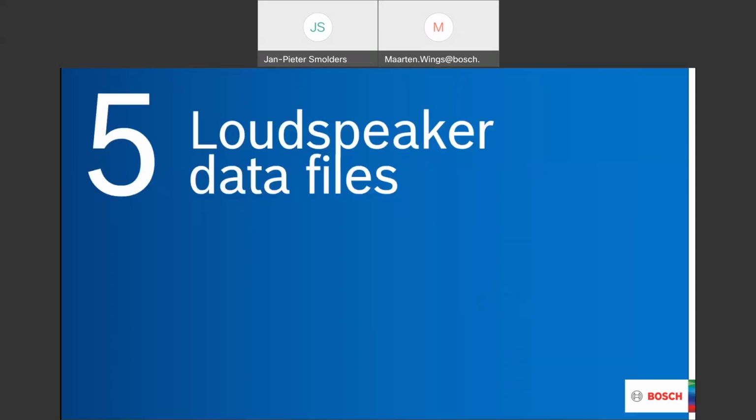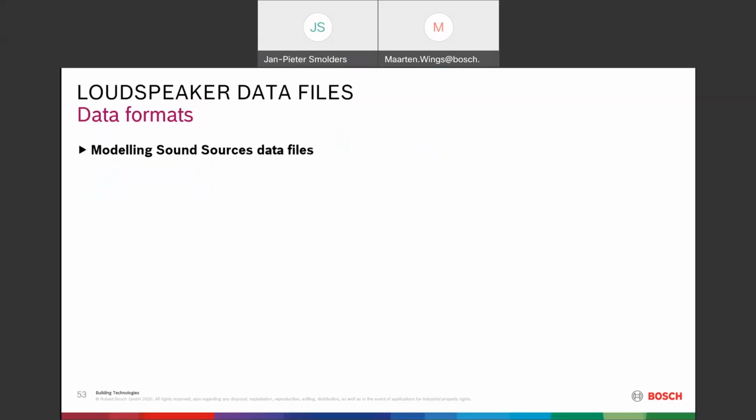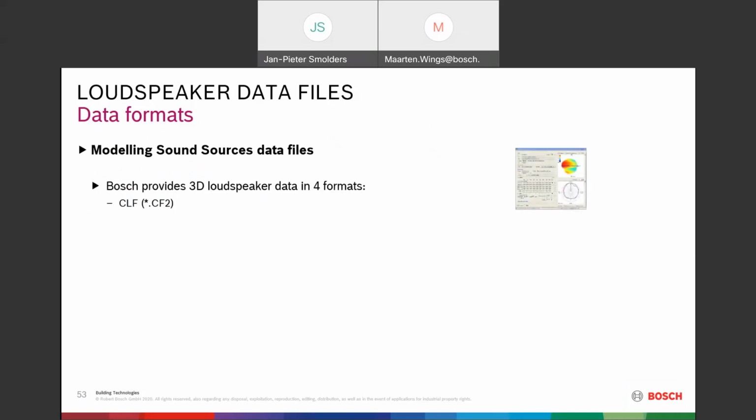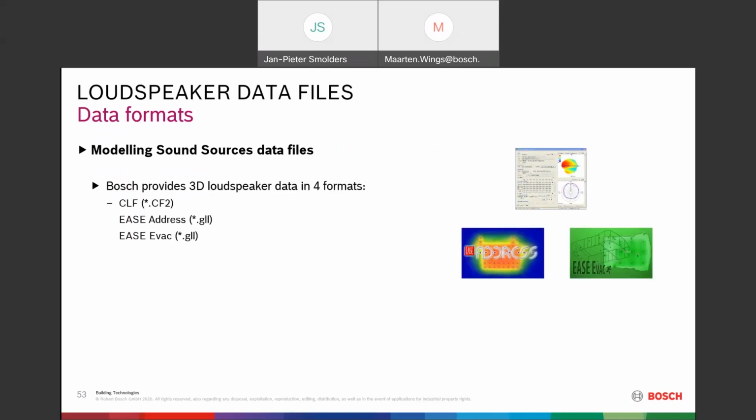Okay, last subject, the loudspeaker data files. Modeling sound sources data files we produce for loudspeakers in 4 formats. The first one is CLF, common loudspeaker format. You see on the right the CF2 extensions. The GLL files, which can be used in EASE Address and EASE Evac, and the SPK files for EASE and UFX files for Ulysses.